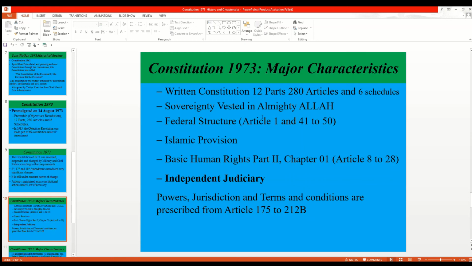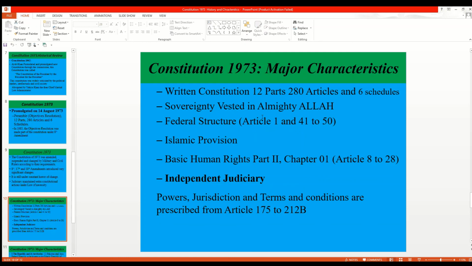The next important aspect of the constitution is the independent judiciary. The powers, jurisdiction, and terms and conditions are prescribed from Article 175 to 212B. In this, the judiciary is given maximum powers. The judiciary is the guarantor of basic rights. The judiciary maintains the balance between federating units and the federation. If there are disputes between the federation and federating units, the judiciary is there to resolve them.